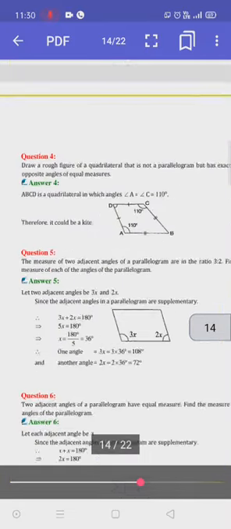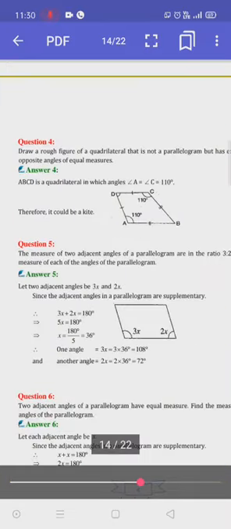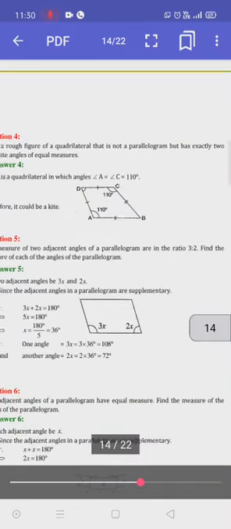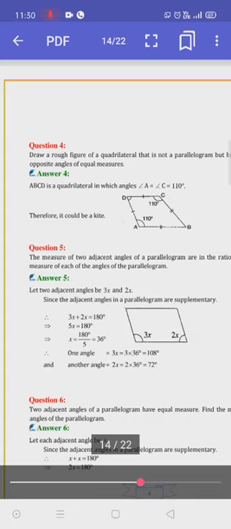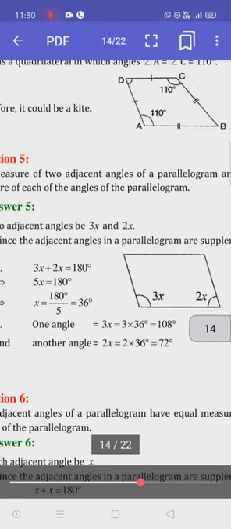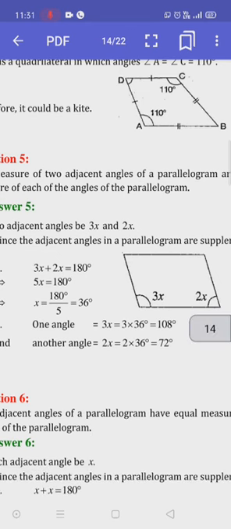Now see the fifth question. The measures of two adjacent angles of a parallelogram are in the ratio 3:2. Find the measure of each of the angles of the parallelogram. My dear students, in a parallelogram, the sum of adjacent angles is 180 degrees. So 3x plus 2x equals 180. 5x equals 180. x equals 180 upon 5. So 180 divided by 5 is 36. The value of x is 36. Now the first angle is 3x, so 3 into 36 is 108. The other angle is 2x, so 2 into 36 is 72 degrees.